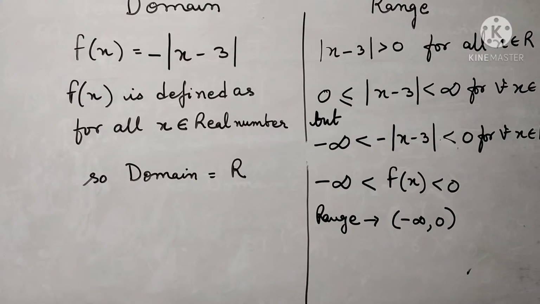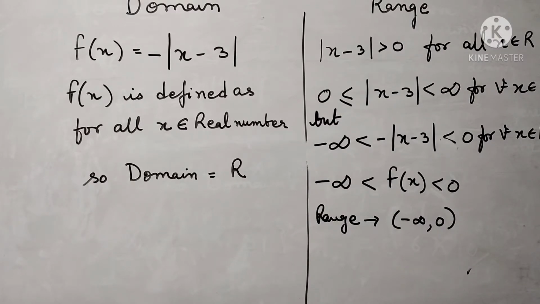Now if we have to find the domain and range of another function, f(x) is equal to minus modulus of x minus 3. Here, outside the modulus, we again have the minus sign. So f(x) is defined for all the values of x which belong to the real numbers. We always get an answer for any value of x. So its domain is again the real numbers.